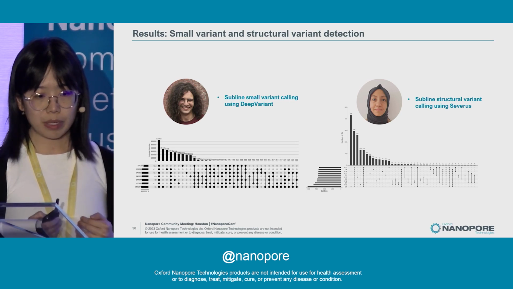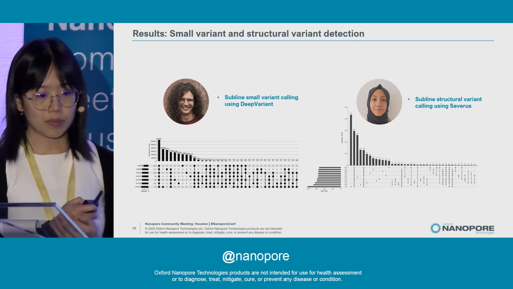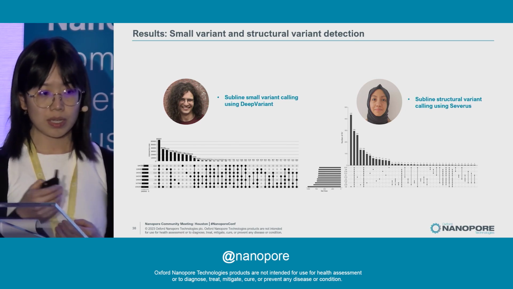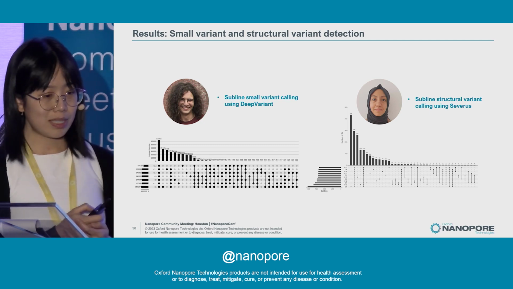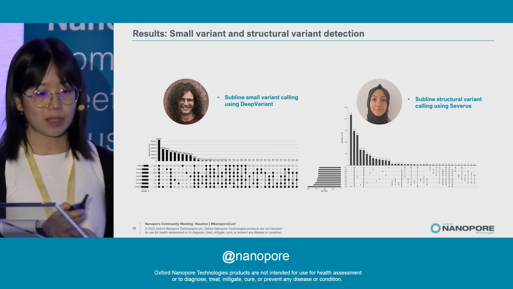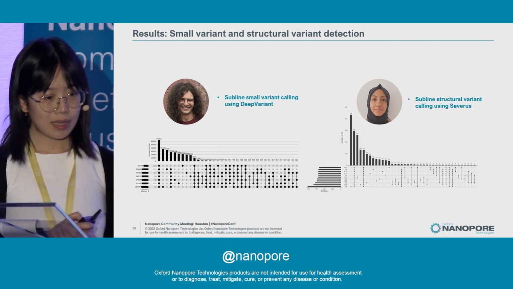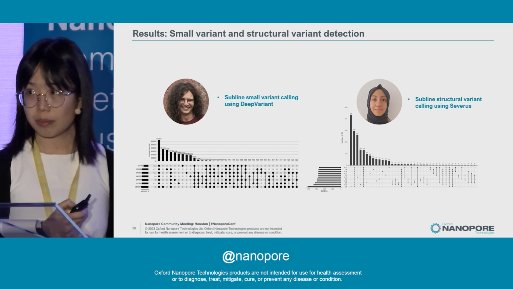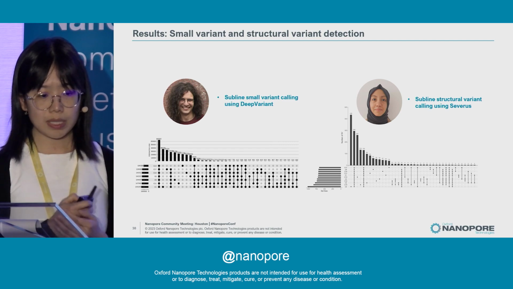This effort is led by our collaborators. Anton is performing small variant calling with DeepVariant, and Aisha is leading the development of a structural variant calling tool called Cerberus, which we'll hear more about in Misha's talk. Here you see the UpSet plots showing respectively the number of small and structural variants shared by the subset of sublines.